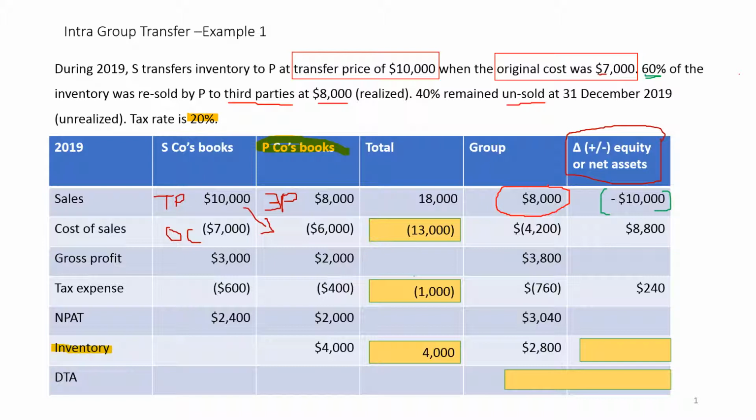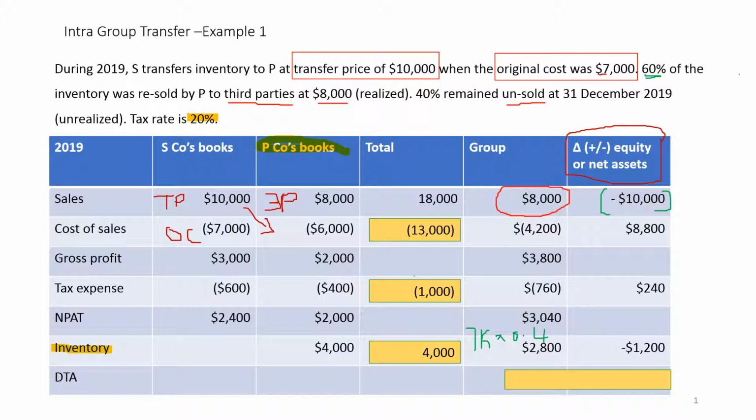Inventory is overstated because it should be at the original cost, and the original cost was 7,000. So 7K times the remaining 40% is 2,800. So at 4,000 it's going to be overstated by 1,200, so we need to reduce our inventory account.